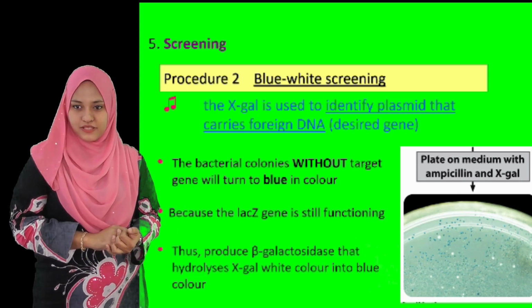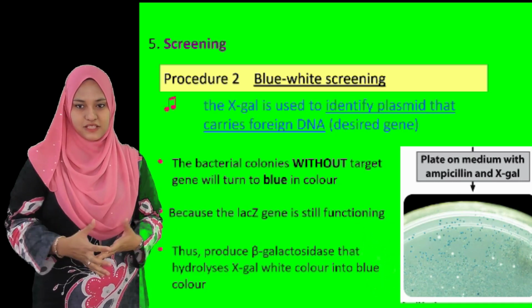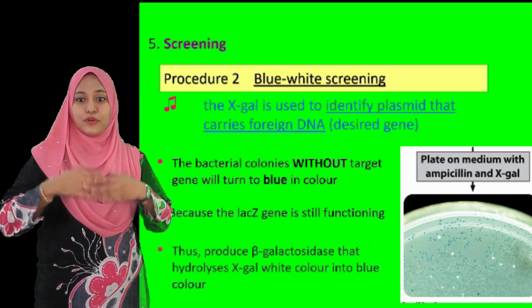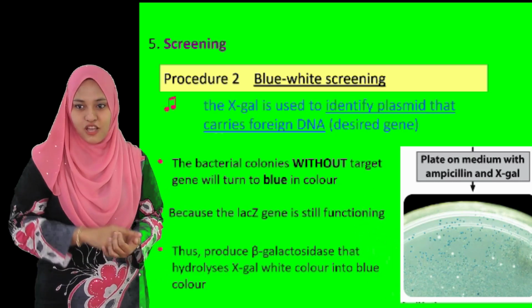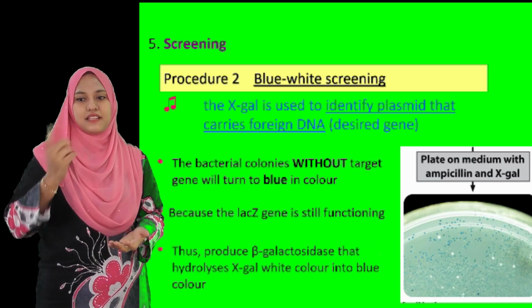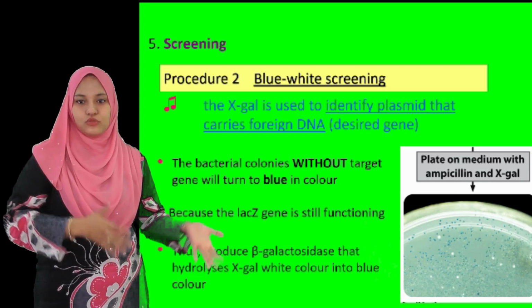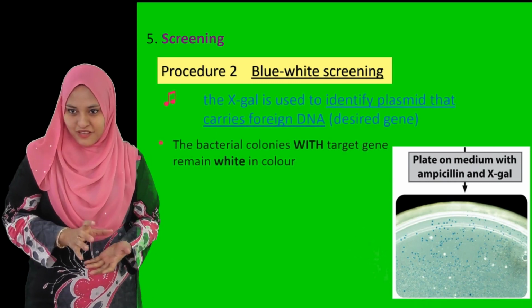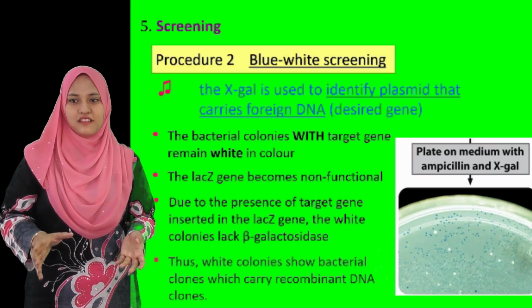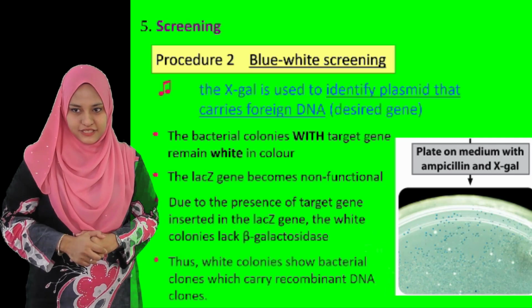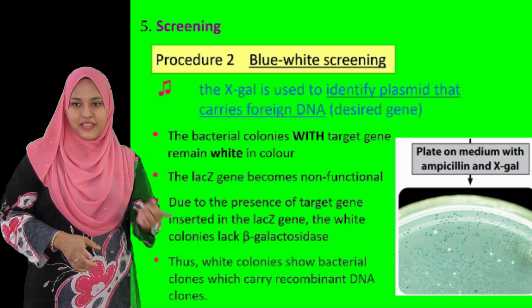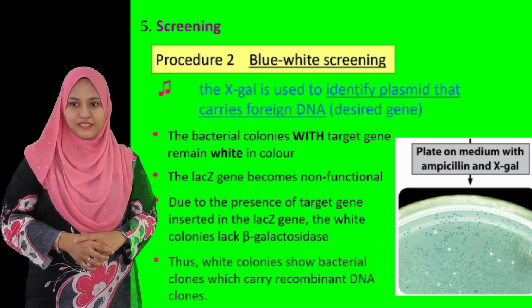This is because the LacZ gene is still functioning. If the LacZ gene is still functioning, it means it can produce beta-galactosidase, which hydrolyzes the agar from white color to blue color. So that is why the colonies or the bacteria without the target gene will turn blue in color, while the bacterial colony with the target gene remains white in color.